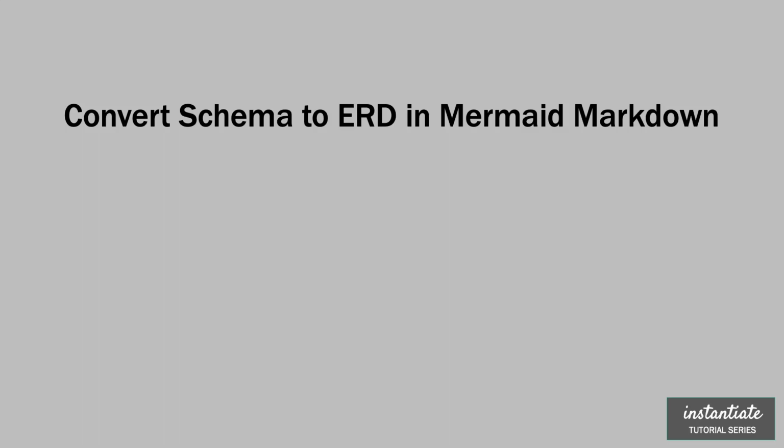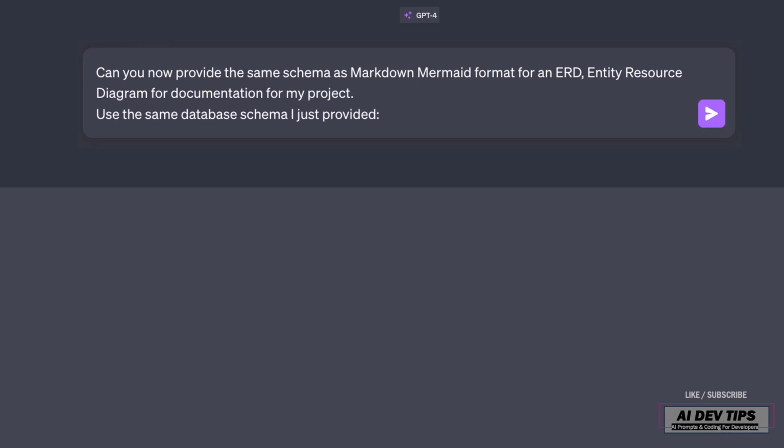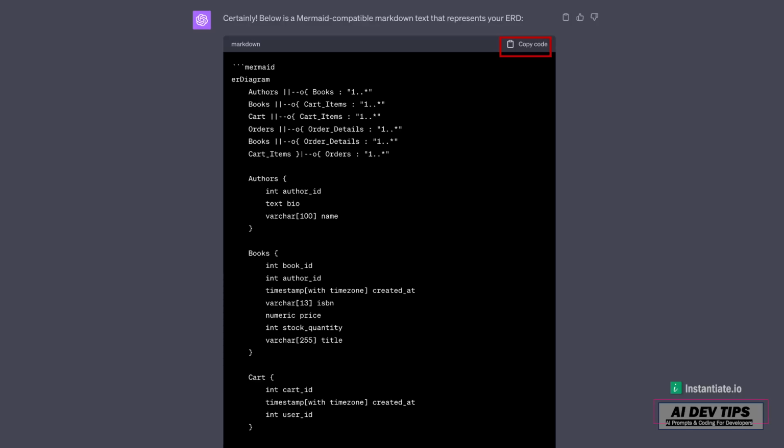So let's get our ERD into Mermaid Markdown. We're going to ask ChatGPT in the input prompt, can you provide the same schema as Markdown Mermaid format for an ERD entity resource diagram? Same database schema I just provided. ChatGPT returns the Markdown as expected. You see the backticks with the mermaid, and we can just copy the code and put this into our editor or the mermaid code playground.